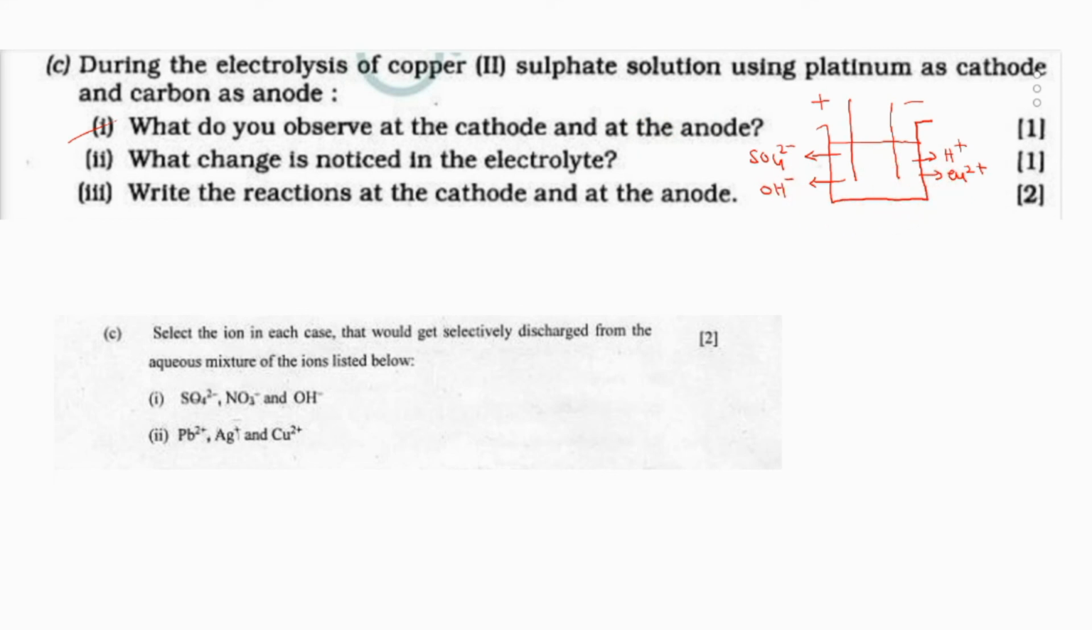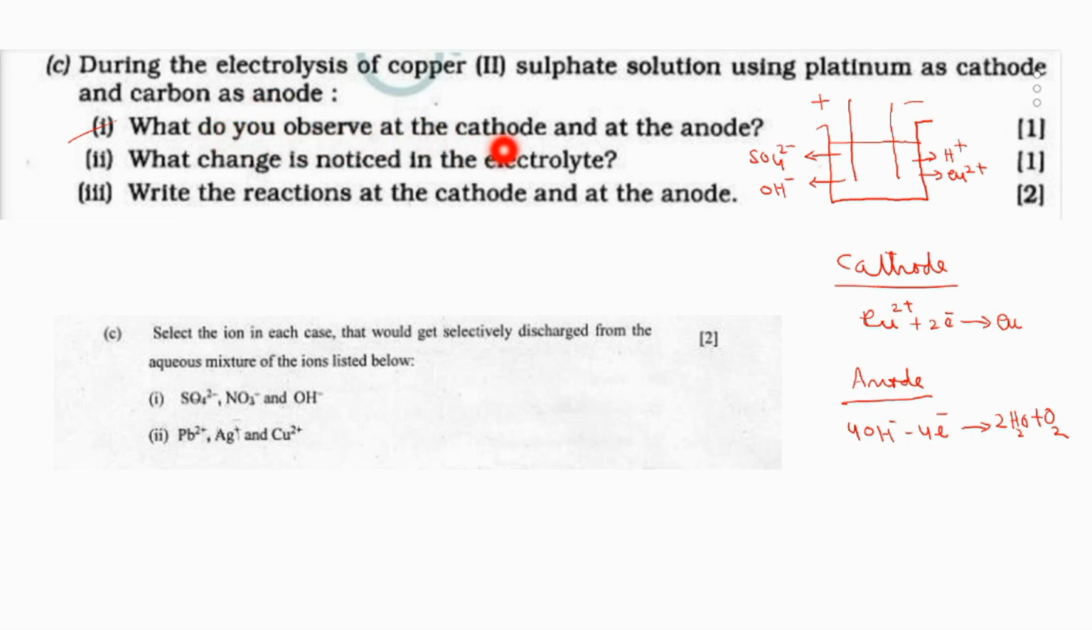Okay. At the cathode, what will be the reaction taking place? Cu2+ ion will be accepting 2 electrons and will be getting converted into copper. And at the anode, what will happen? OH- ion will be getting a chance to get discharged. So 4 OH- ions will be moving towards the anode. They will be losing 4 electrons at the anode and will be getting converted into 2 molecules of water and 1 molecule of oxygen. Okay. Now it is easy for you to answer all these questions.